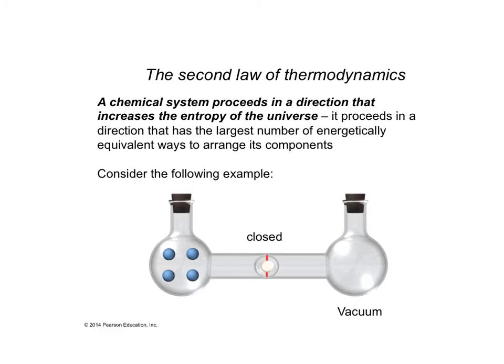So let's consider our little flask here. Our flask at the left has 4 little molecules in it. Our flask at the right has nothing. Right now, this flask is sealed from the right flask via this little stopcock. If we consider the entropy of this system right now, how many different ways can we arrange the components of this system to achieve this state? Are there any other ways that we could actually arrange these components? No, right? They're all in this left flask.